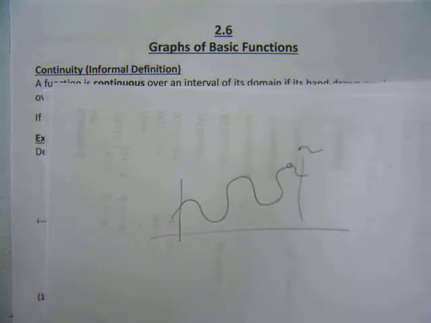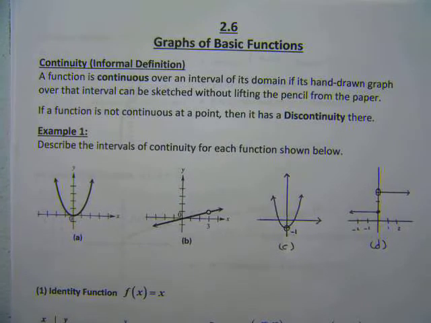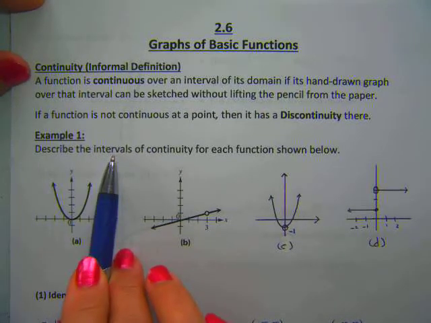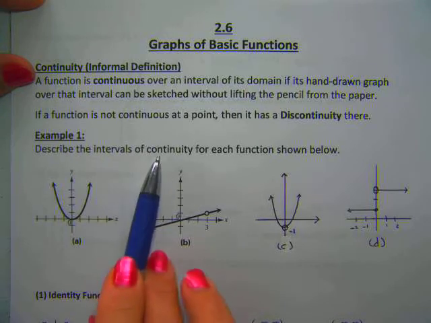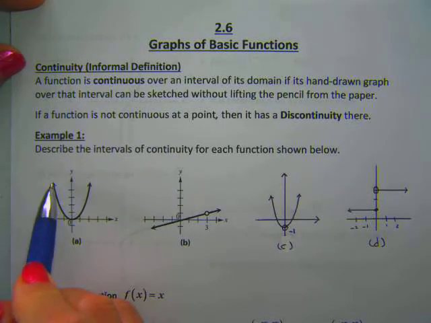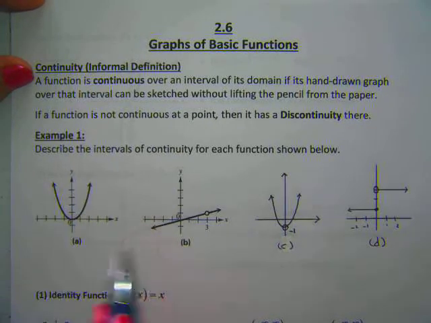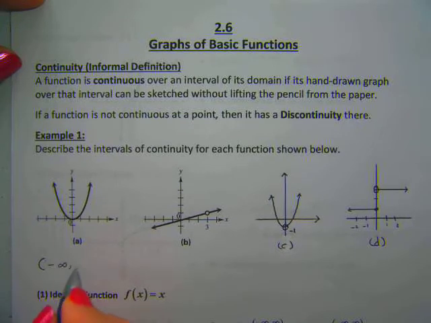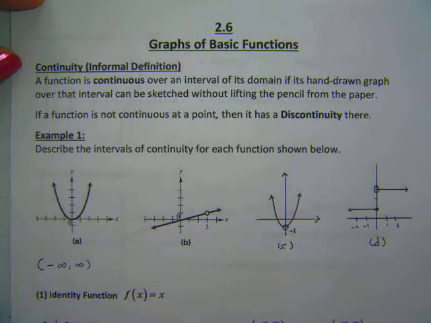Okay, so let's look at the only example we have. Example 1: describe the intervals, so be careful what we are asking for. The intervals of continuity for each function shown below. For the first one, A, you can draw the graph all the way without lifting the pencil from the paper, so that is continuous everywhere, meaning as an interval it is from negative infinity to infinity.